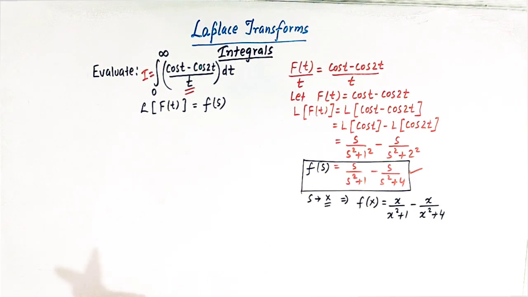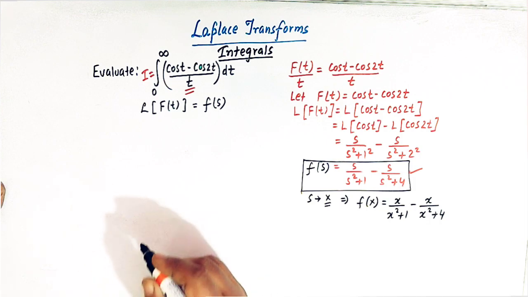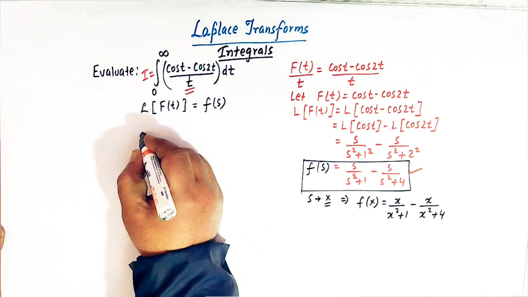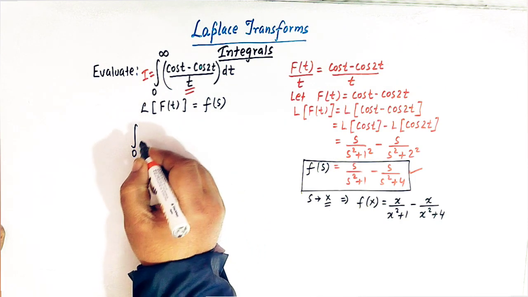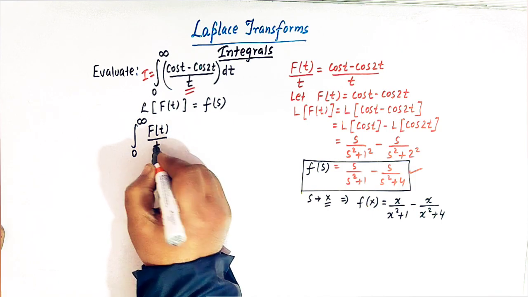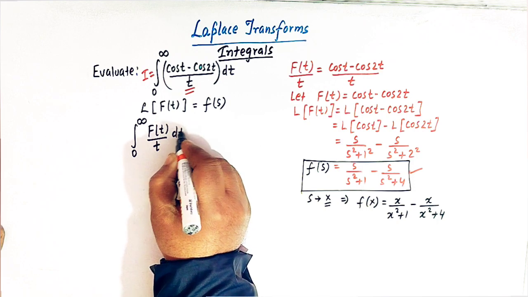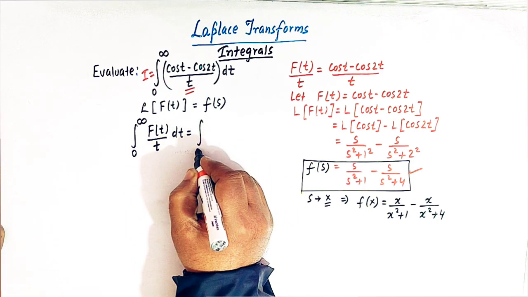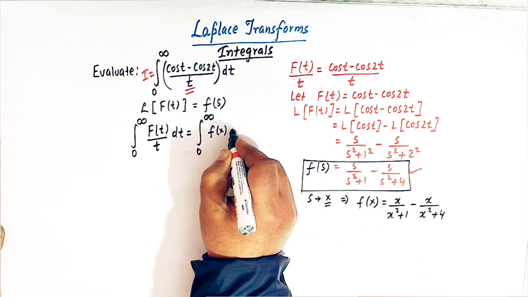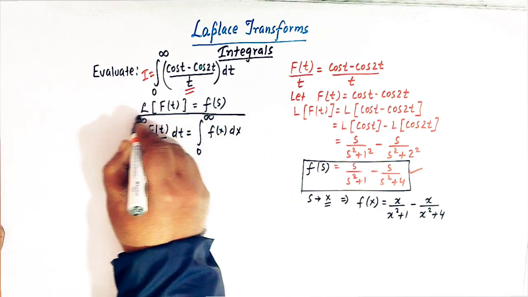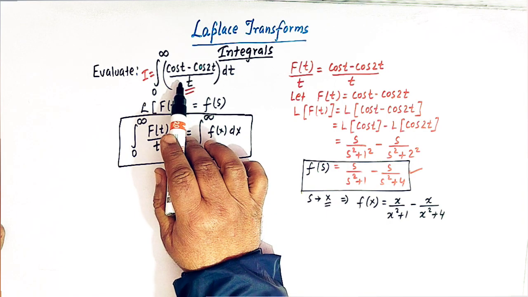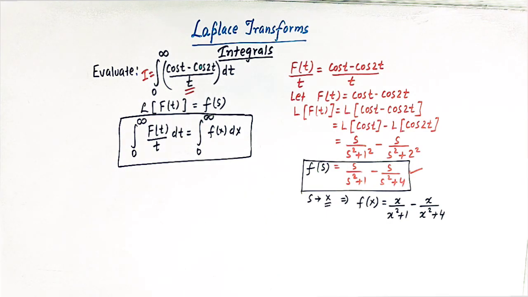So now we use an important property of Laplace transform involving the integrals, and the property goes like this: the integral of f of t divided by t from 0 to infinity is equal to the integral from 0 to infinity of F of x dx, right? So this is a very important property while evaluating integrals of this kind.